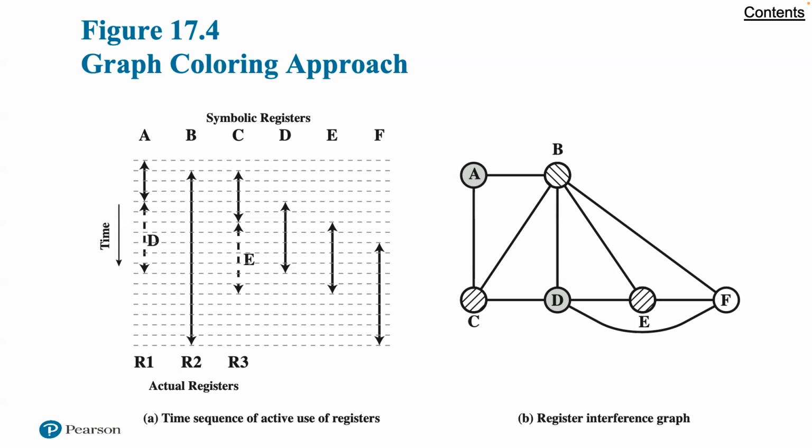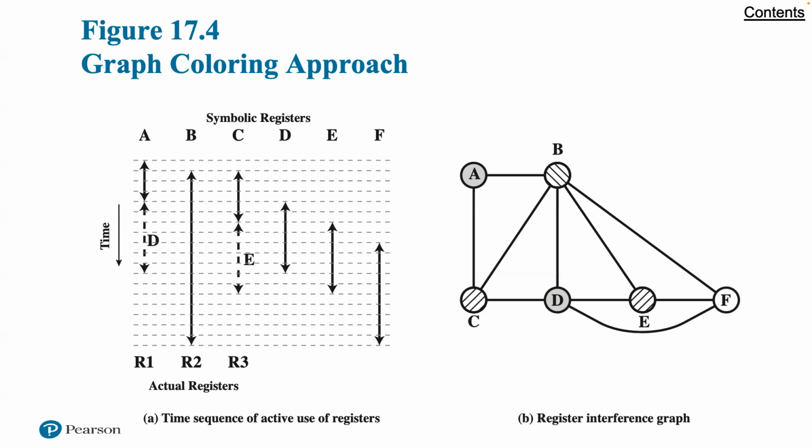So Figure 17.4a shows a time sequence of active use of each symbolic register. The dashed horizontal line indicates successive instruction executions. Figure 17.4b shows a register interference graph. Shading and crosshatching are used instead of colors. A possible coloring with 3 colors is indicated.